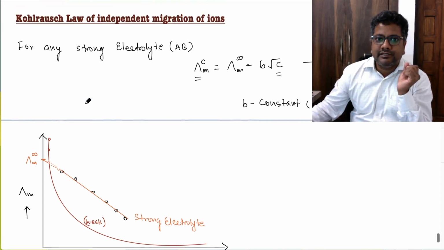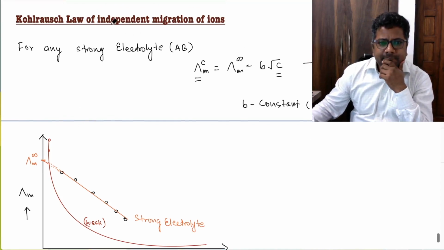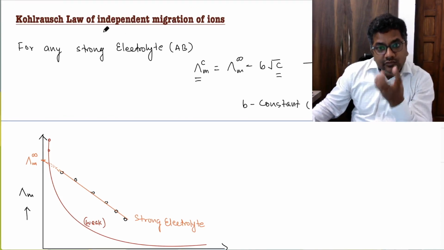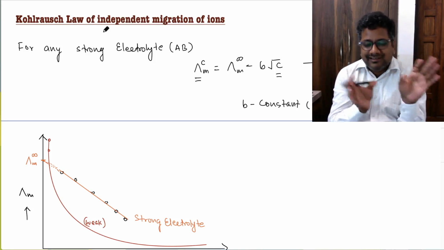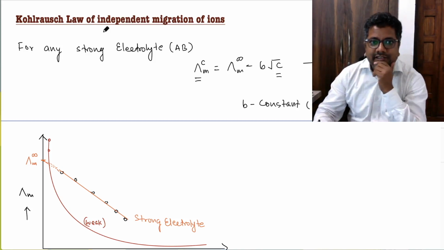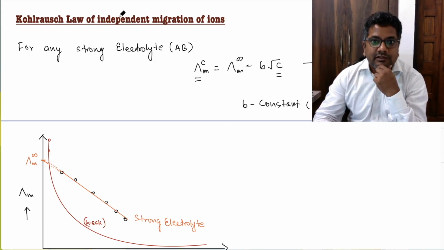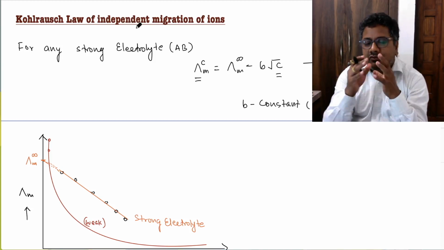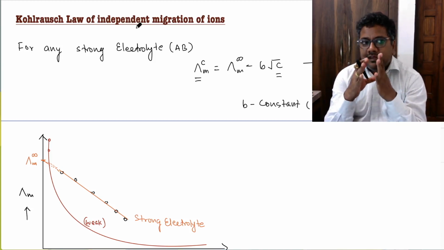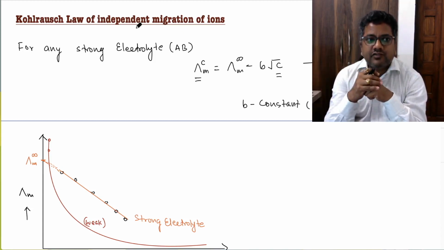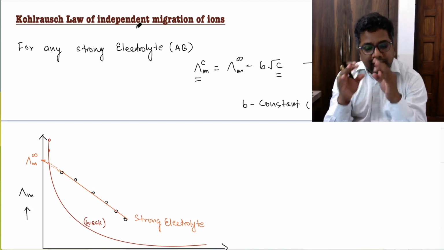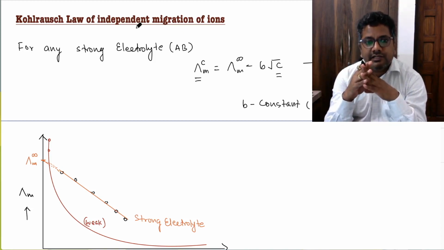But the words used in the heading of this law are very, very important. Kohlrausch is the name, and law is a normal word. But see, independent is the key word of this law's definition. What is the meaning of this independent? What Kohlrausch observed is that for a strong electrolyte, we are able to find the complete dissociation state easily, meaning we can determine lambda m infinite very easily.